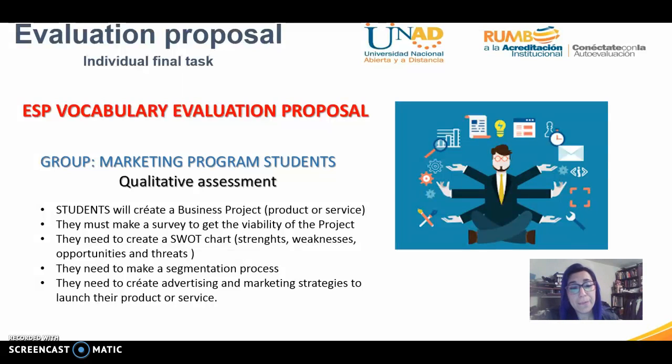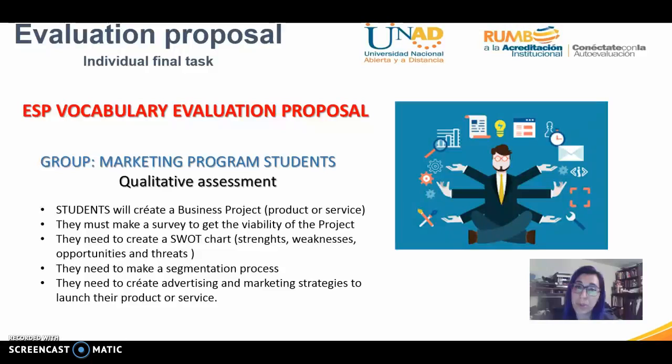So in this qualitative assessment, I propose the following evaluation. They have to create a business project. It will be a product or service. They have to make a survey, which lets them know the viability of the project, if it is viable or not, if it is possible to create it or not. They need to create the SWOT chart, which means the strengths, weaknesses, opportunities, and threats they can face at the moment of creating the product or their service.